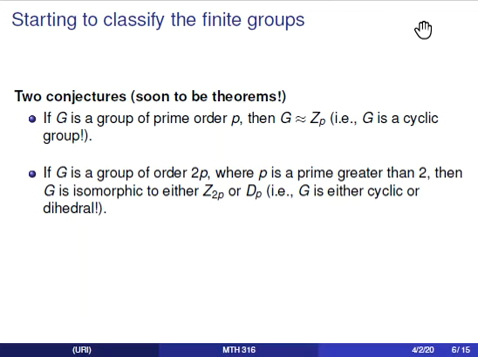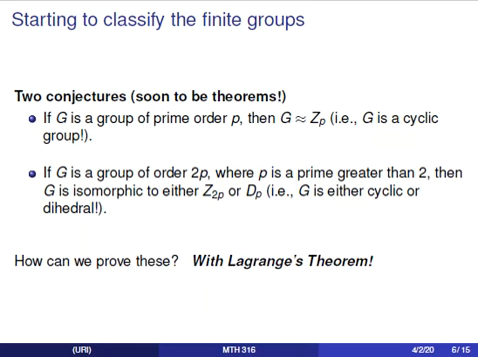I'll put the conjectures up here, though. It looks like they're true. It looks like it's true that if G is a group with a prime order, then G is isomorphic to the cyclic group. And if G is a group with order that is 2 times a prime p, where p is a prime greater than 2, then G is going to be isomorphic either to the cyclic group, if it's abelian, or to the dihedral group, if it's non-abelian. We'll come back and talk about these two conjectures a little bit later. And as you'll see, Lagrange's theorem turns out to be key in answering these questions.